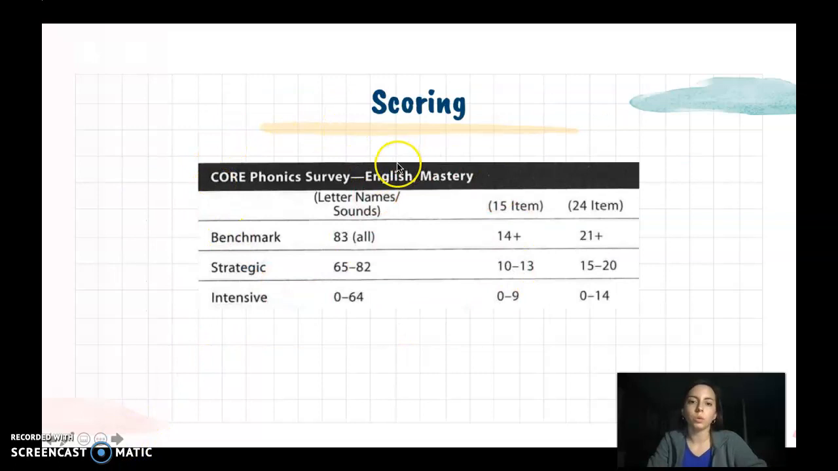So this is what the scoring would look like for the English one. I did not include the Spanish one, but for the English, the benchmark would be all of them. And then the strategic is 65 to 82, and then the intensive is 0 to 64. So the intensive and strategic are when the students need help.